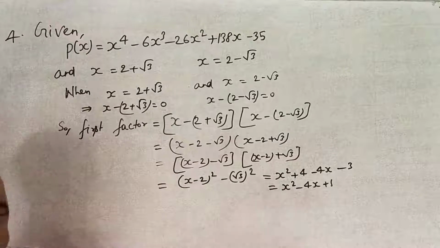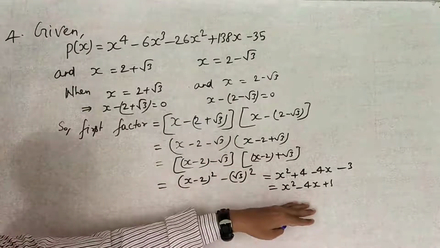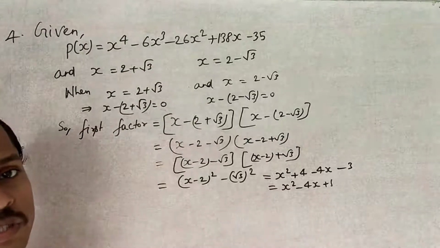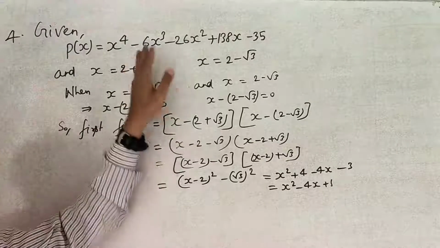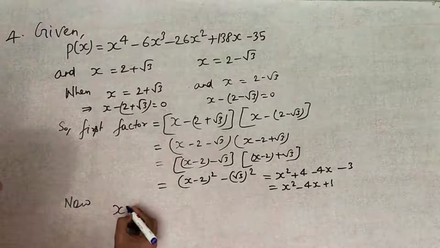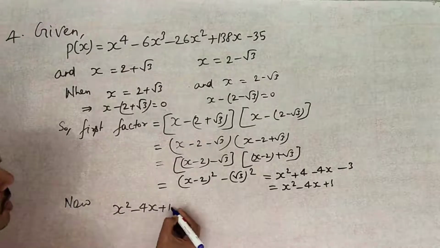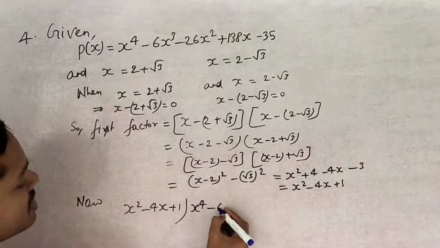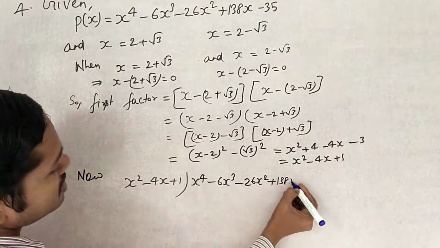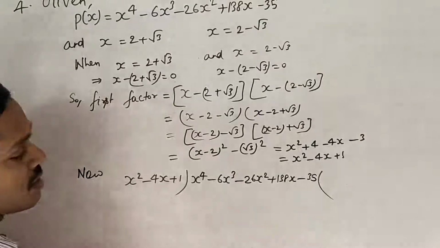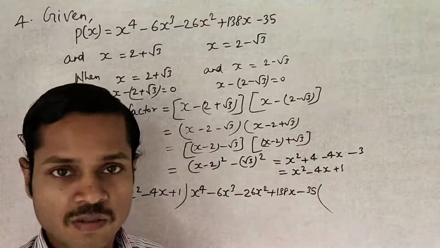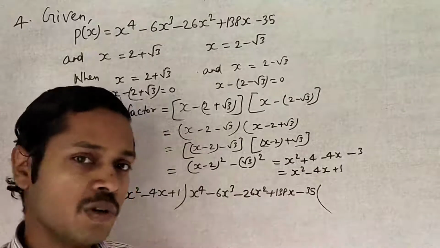Now look at this, this is the first factor. When we are dividing p(x) by this one, after that we are getting the quotient. We will have to divide p(x) by this one. Now x square minus 4x plus 1 divides x raised to 4 minus 6x cube minus 26x square plus 138x minus 35. We have to divide this. What will we get as the quotient? We will have to factorize again. That will give 2 more answers.